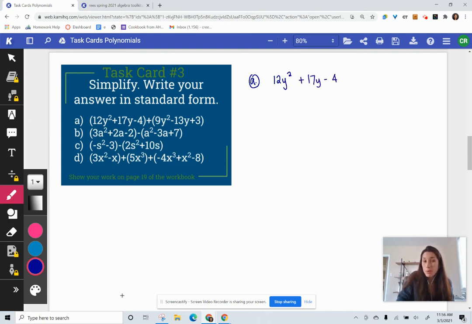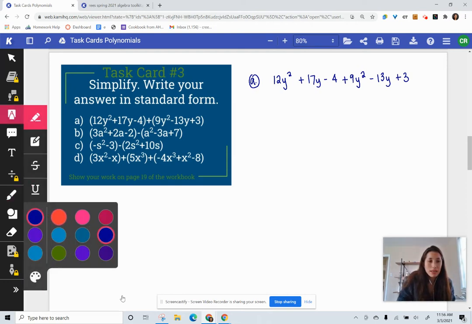I'm going to go ahead and rewrite it without parentheses. If I'm adding everything inside the parentheses, nothing's going to change about this. So I'm just adding a 9y squared and then minus the 13y, and then adding 3. Now, just a reminder here, we are combining like terms.